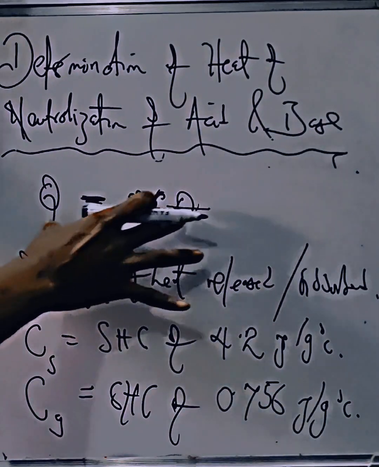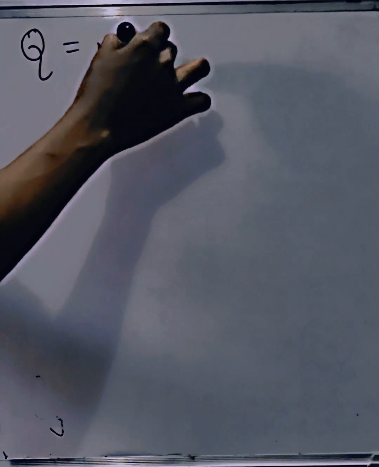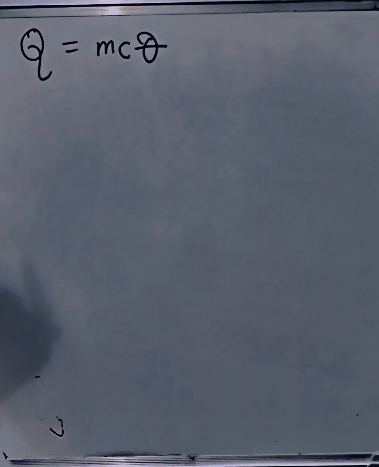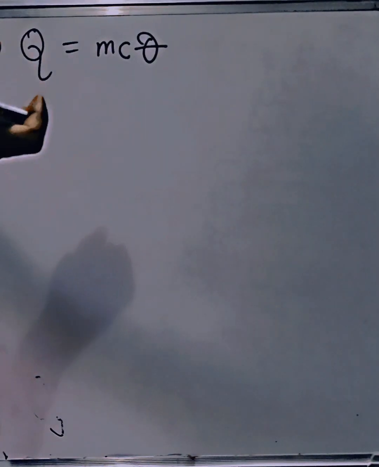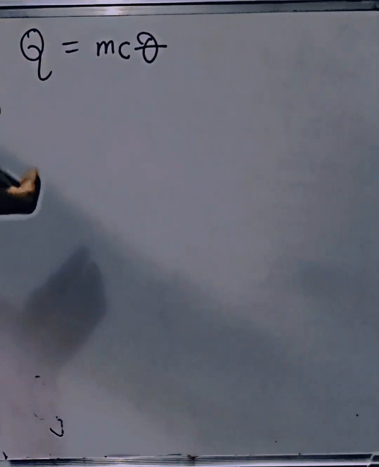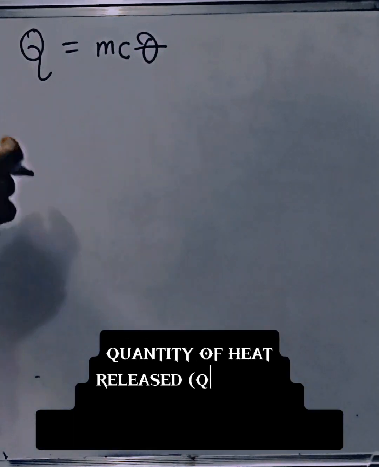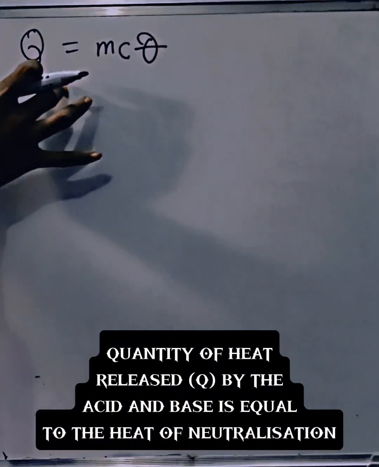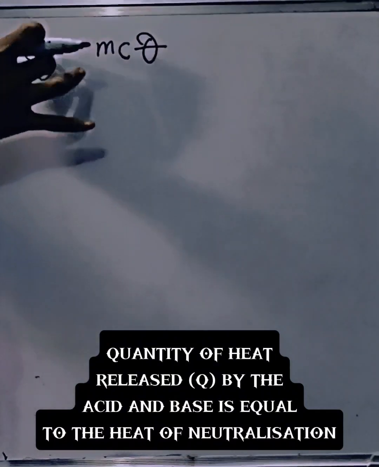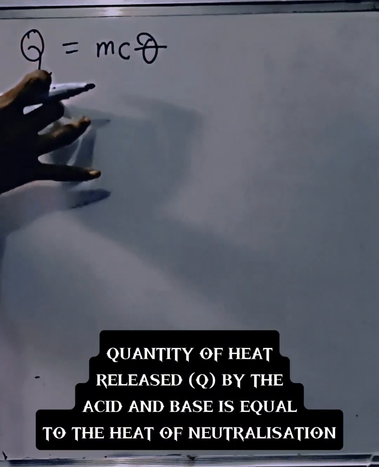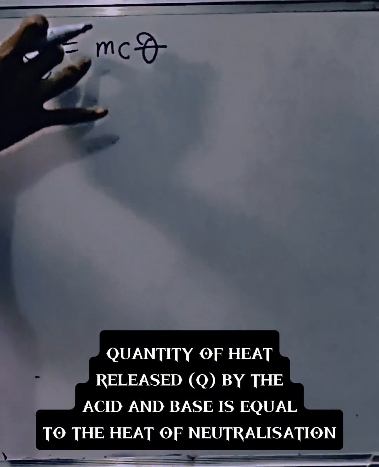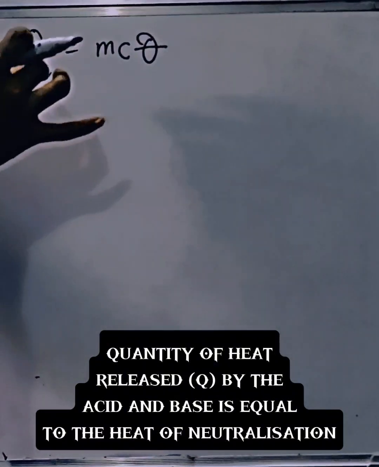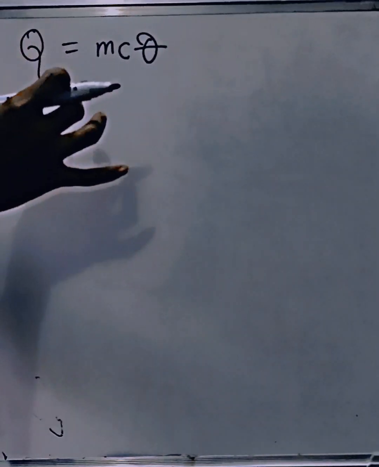So let's try to open this up for you to understand. Since we've been able to establish Q equals mc theta, and in our own case this process is, of course, exothermic. It's an exothermic reaction, we already know that. So now we are looking at the quantity of heat released by the reactant. What quantity of heat was released by the acid and the base? That is the heat of neutralization, and that is our Q.